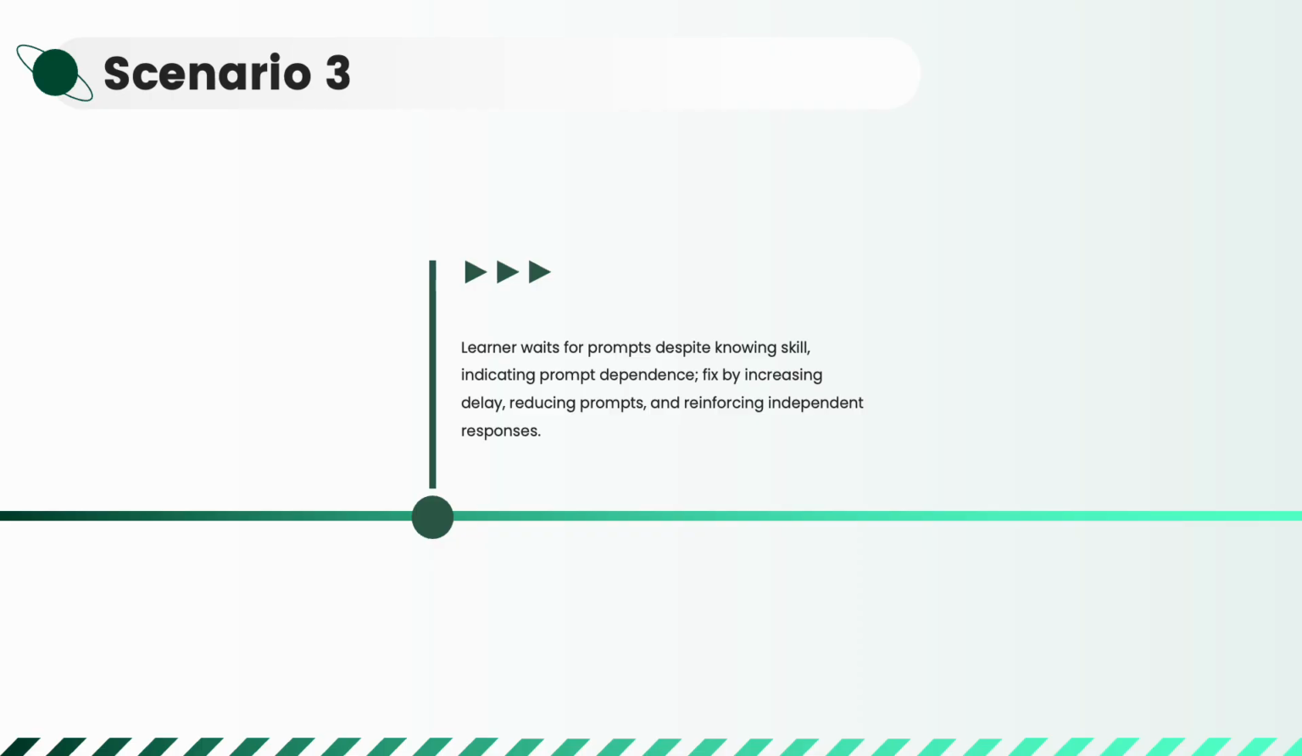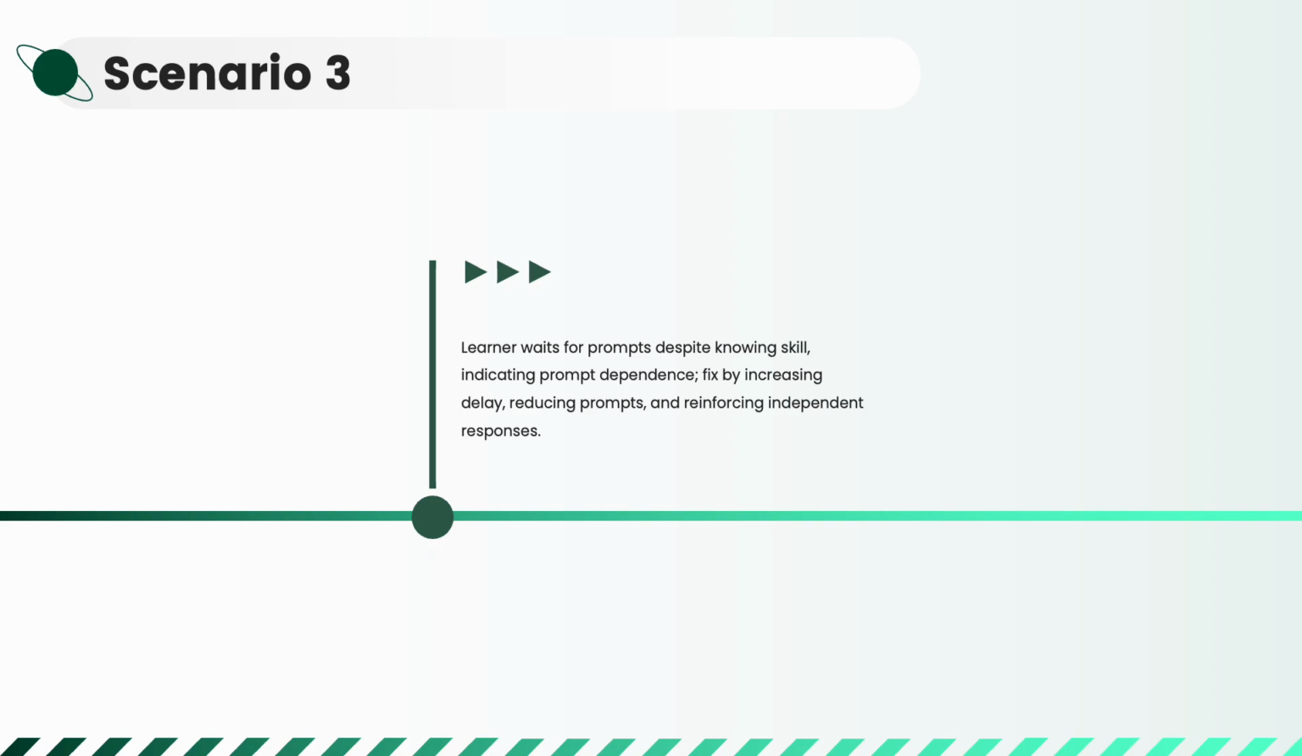The learner has learned, I wait for help before responding. So now our goal is not teaching the skill, it's fixing stimulus control. What do we change? We adjust by increasing wait time, reducing prompts, and reinforcing independence more. Let's walk through an example.